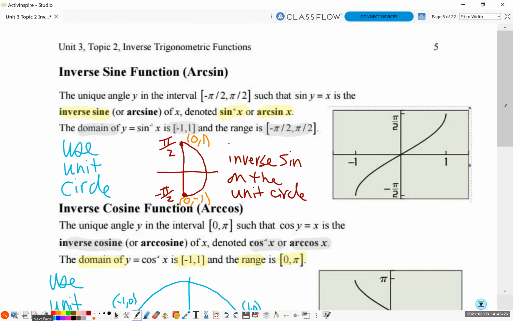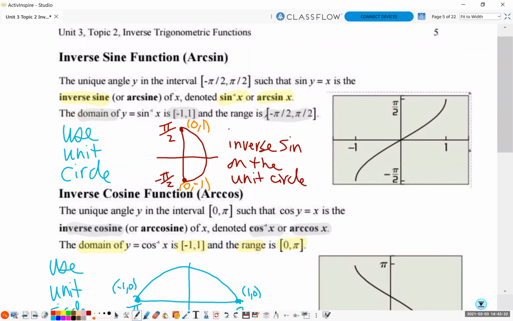Okay, on this page, I really didn't have much to share, except you will see a lot of teachers use arc sine rather than inverse sine. So anytime you see arc sine, it means inverse sine.